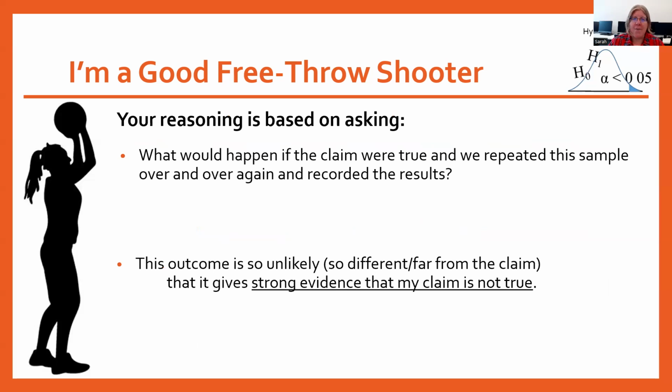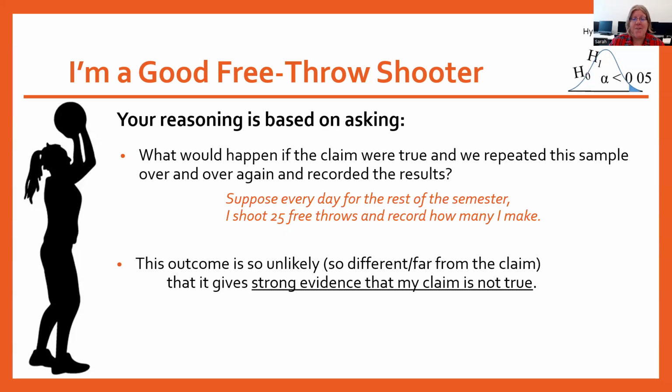The way that you come to that conclusion, or what your reasoning is based on, is the things that we talked about in Chapter 15. What would happen if the claim was true and we repeated this sample over and over and over again? We're looking at those ideas that came with the law of large numbers and the central limit theorem, of just repeating that sample over and over again. In other words, I go out every day for the rest of the semester and I shoot 25 free throws and I record how many I make.